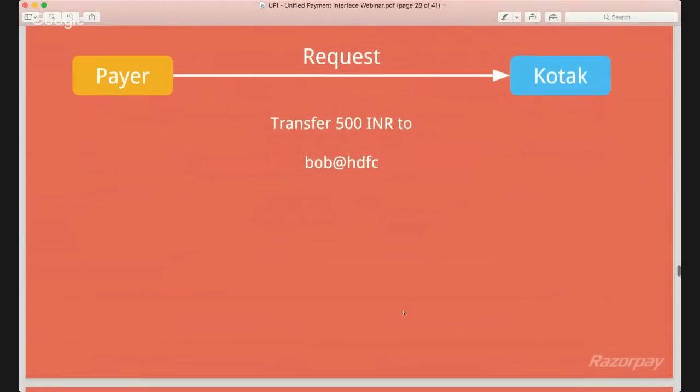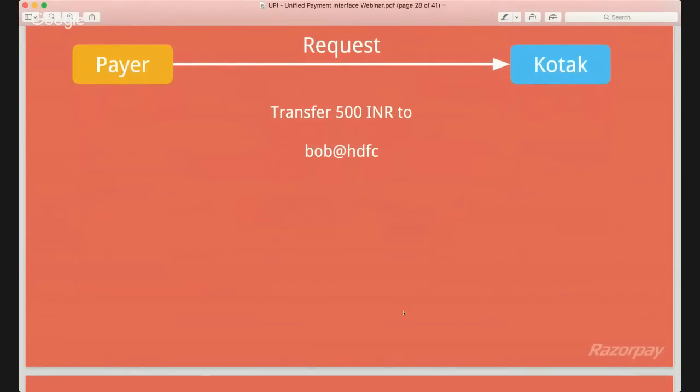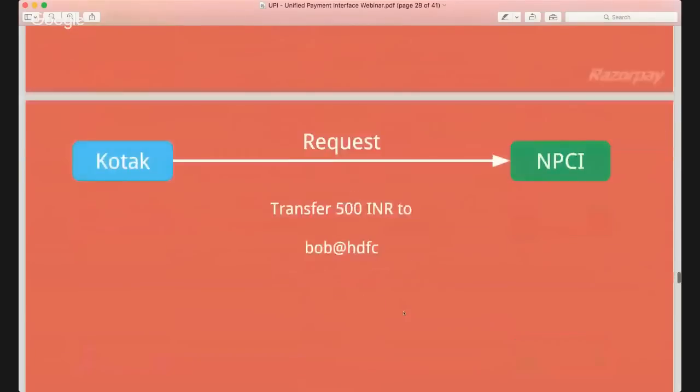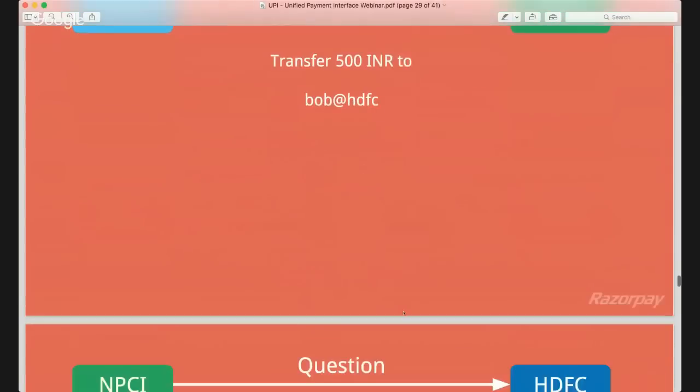What happens next? I ask Kotak to deduct my money and to add it to Bob at the HDFC, whoever that might be. Kotak goes and talks to NPCI, which is essentially the UPI payment infrastructure that is being called. Kotak asks NPCI, please transfer 500 INR to Bob at the HDFC, whoever that might be. Kotak doesn't know who Bob at the HDFC is.